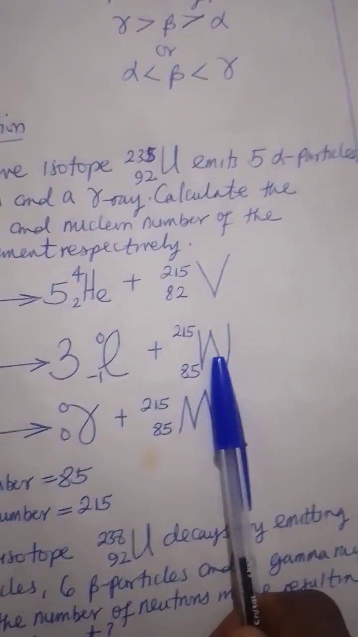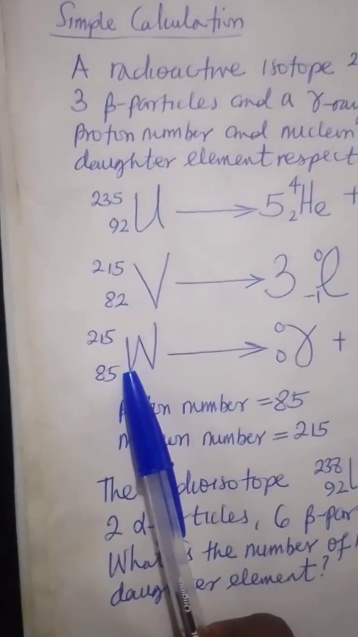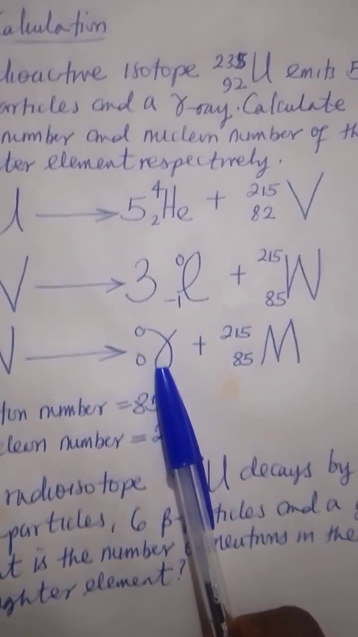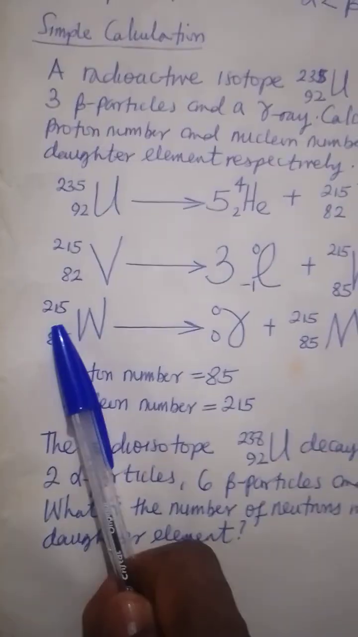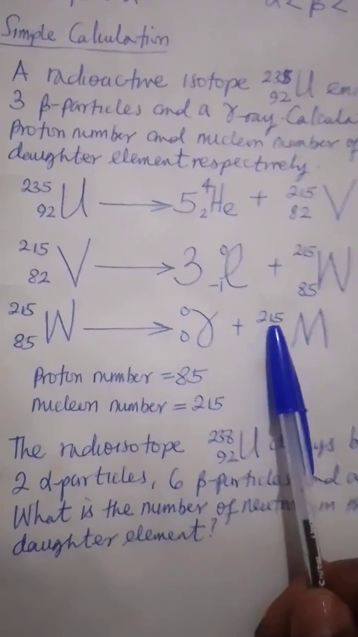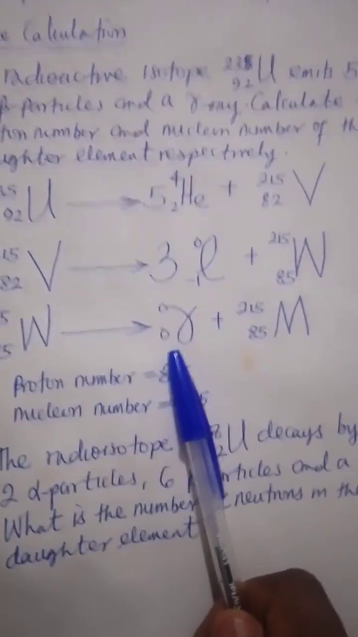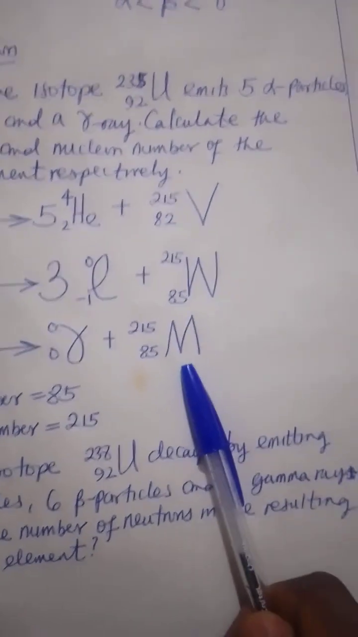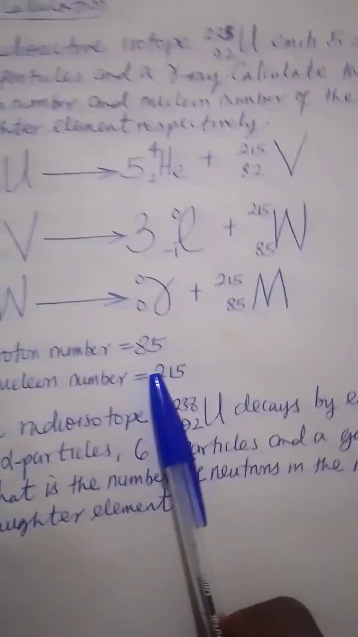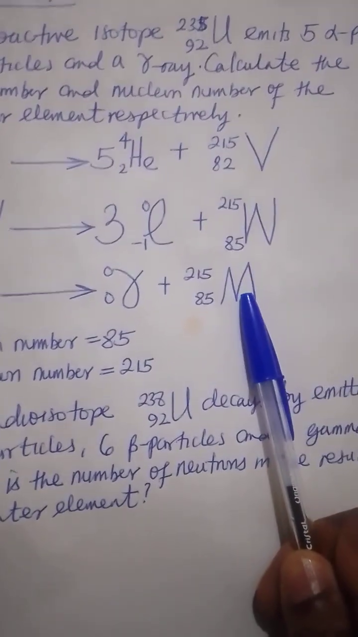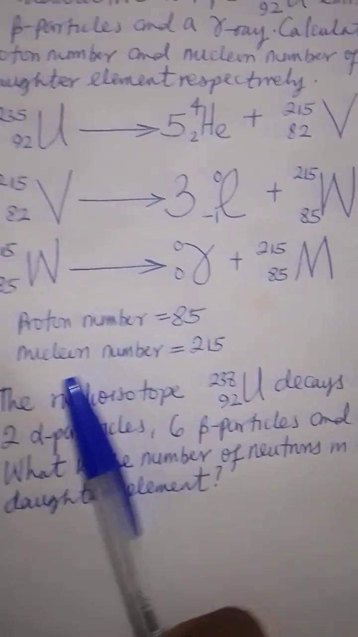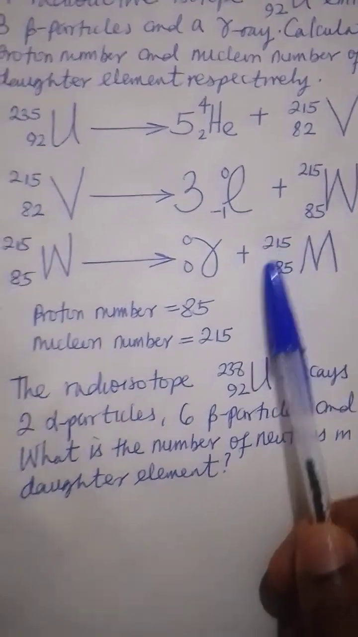And then lastly, this that is then produced emits a gamma ray. Remember, for gamma ray, this is the symbol. Once gamma ray is emitted, of course, we now do 215 minus 0. That will give us 215. 85 minus 0. That will give us 85. You can use any letter to represent each of these. It could be A, B, C. Doesn't actually matter. Okay, so then this is the daughter element that is referred to in the question. So our proton number then is 85. Our nucleon number is 215.